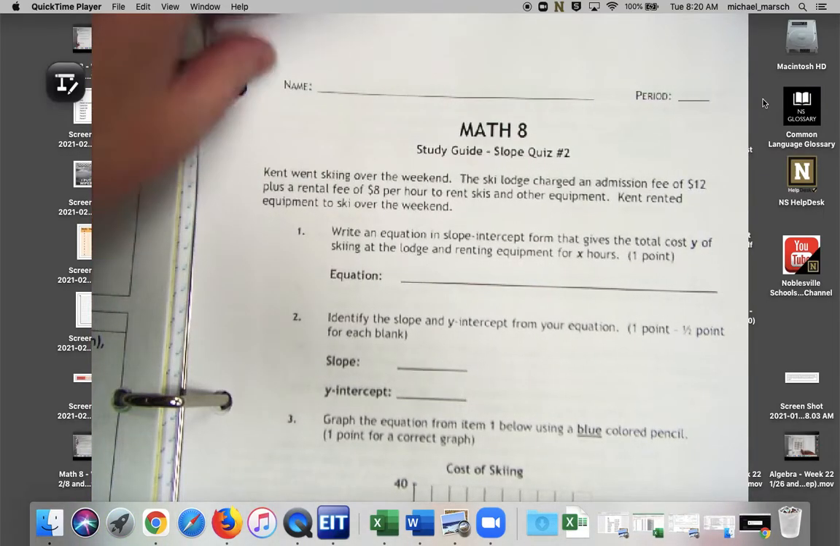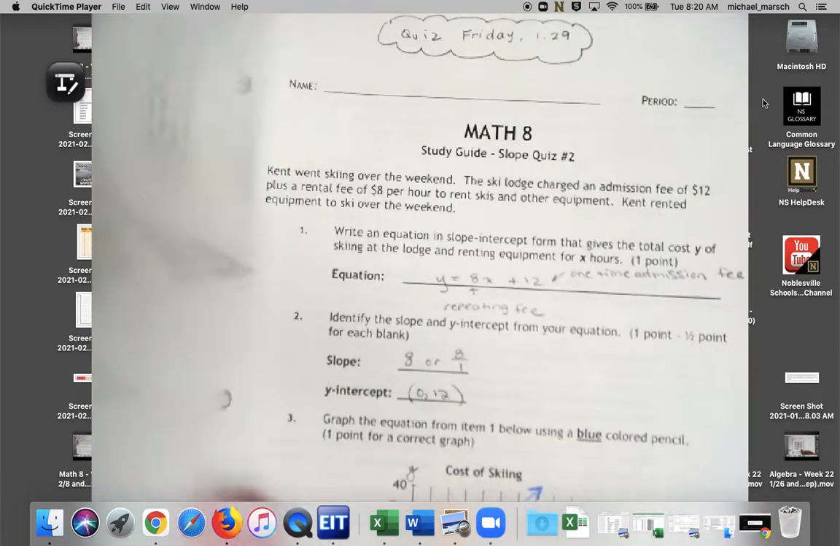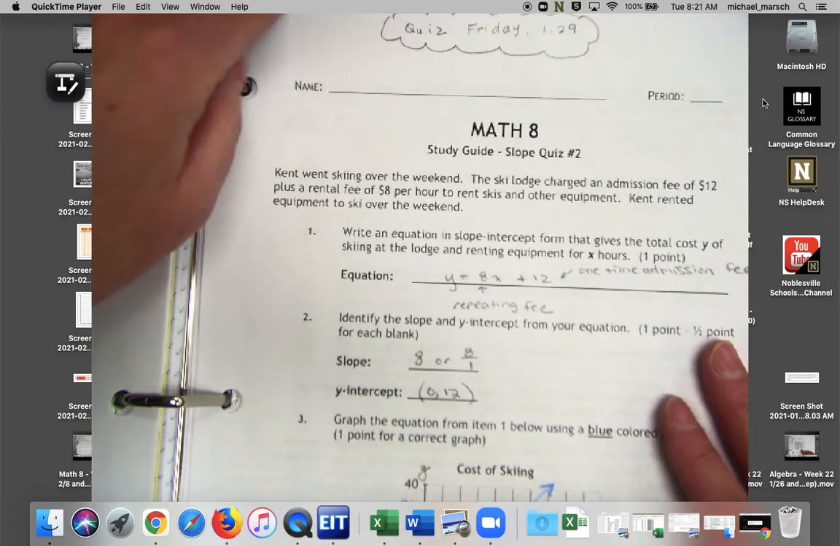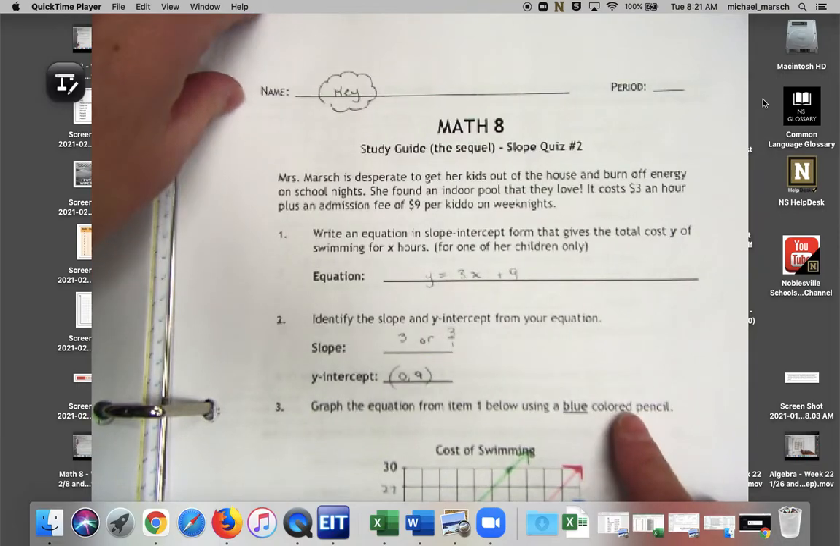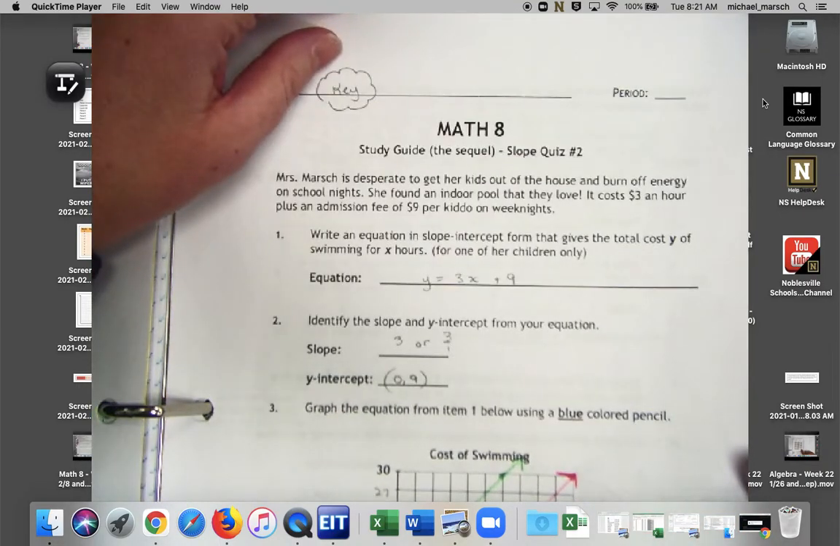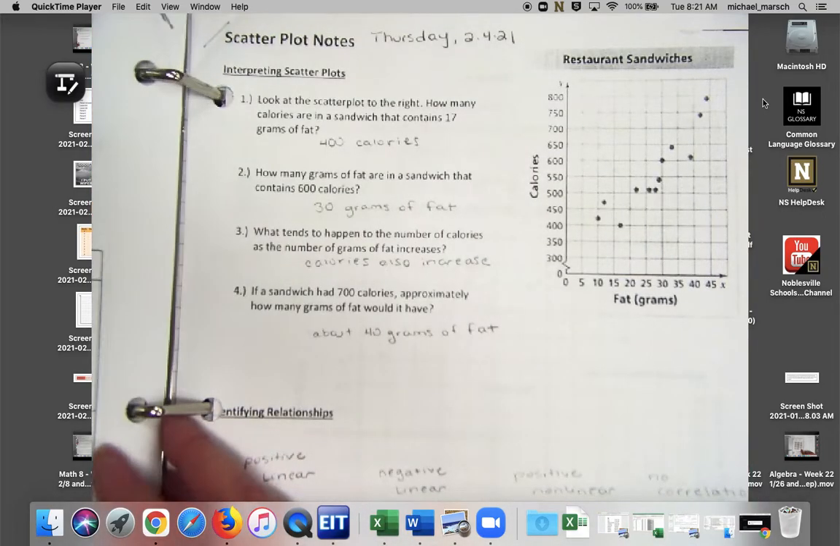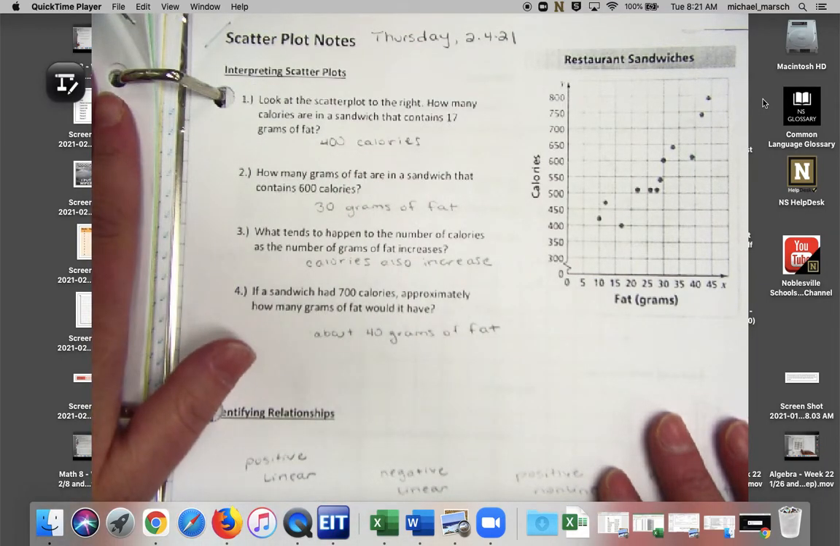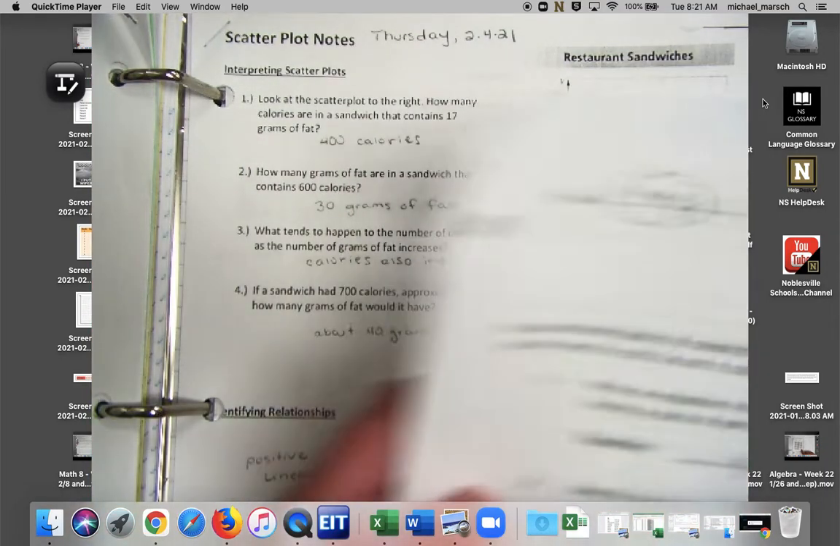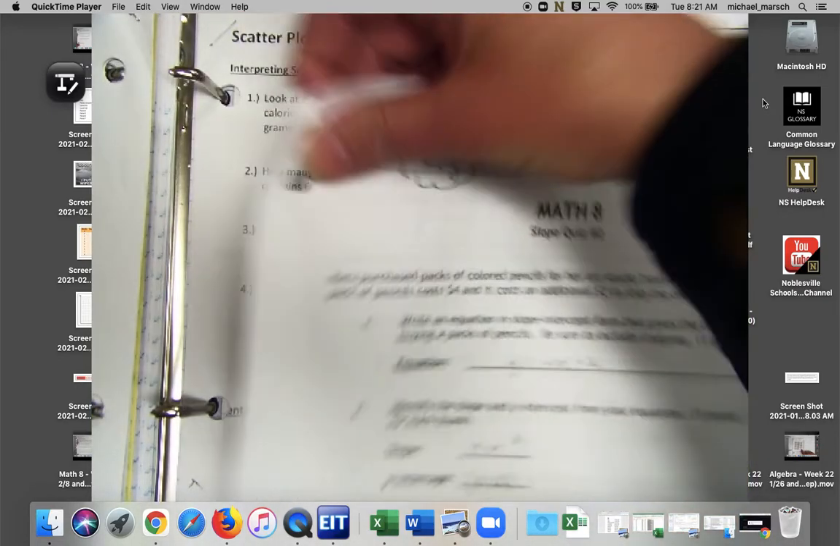Then you guys had a study guide for quiz number 2. Then you had the sequel study guide also for quiz number 2. Remember, because you guys didn't want to take like three tests in one day, so I pushed this back and made another study guide. And then you probably have your quiz. Oh, here we go. So quiz number 2. There's the answer key.